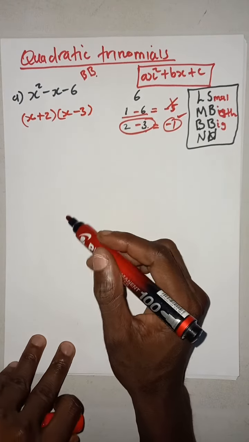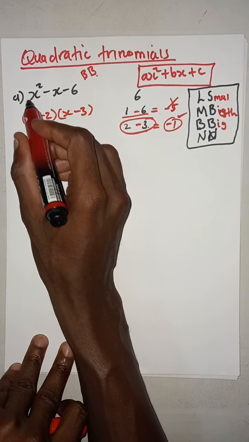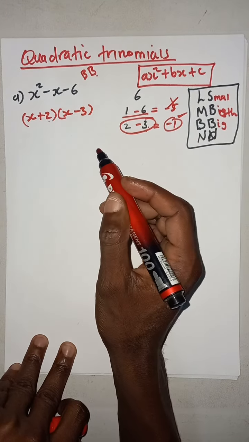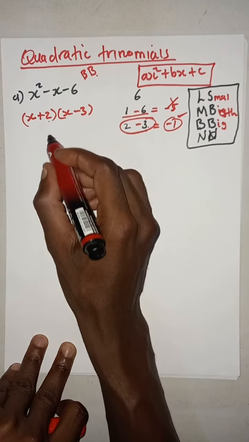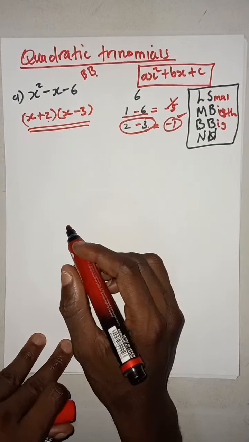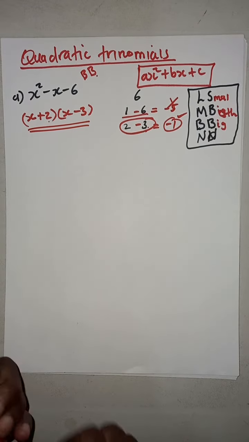Next, the last thing is I need to divide. 2 divided by 1 here gives me 2. Negative 3 divided by 1 there gives me negative 3, which means that is my final answer. Was that not simple? All right, let's do the next example.